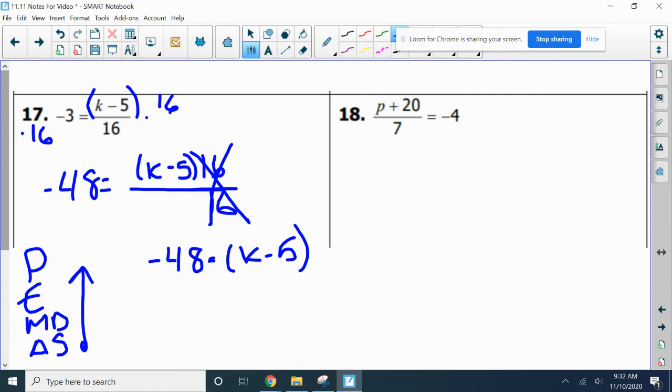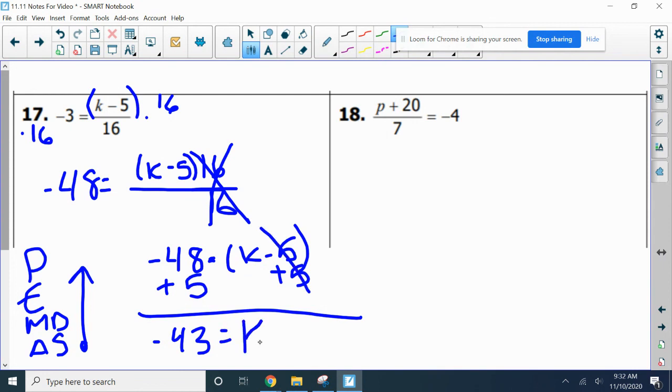So in order to get rid of subtraction, we add. A positive and a negative, we're going to subtract and keep the bigger sign. So 48 is bigger, so it's negative. And then we are left with negative 43 equals k. Did you get that right? If you didn't, it's okay.